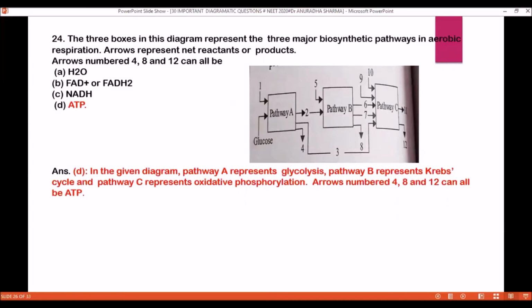The three boxes in the diagram represent the three major biosynthetic pathways in aerobic respiration. Arrows represent net reactants and products. So arrows number 4, 8 and 12 can be water, FAD, NADH and last is ATP. Looking at the diagram, we can see that A represents glycolysis, B represents Krebs cycle and C represents oxidative phosphorylation. So arrows 4, 8 and 12 can be ATP because ATP is involved in glycolysis, Krebs cycle and oxidative phosphorylation.